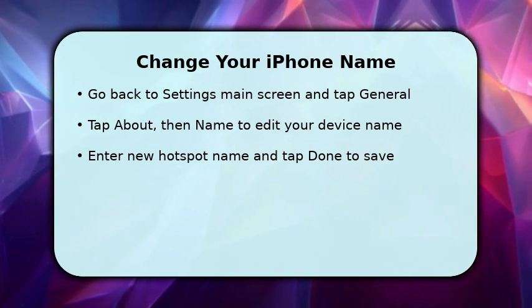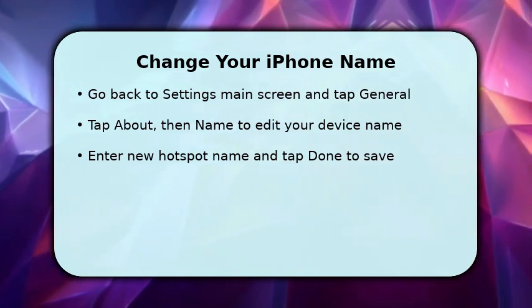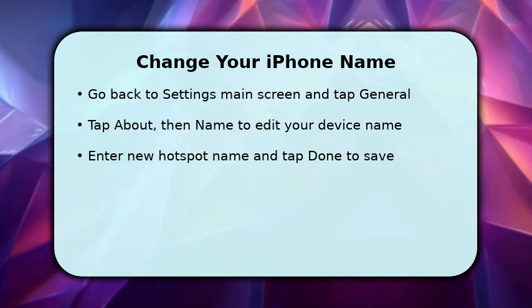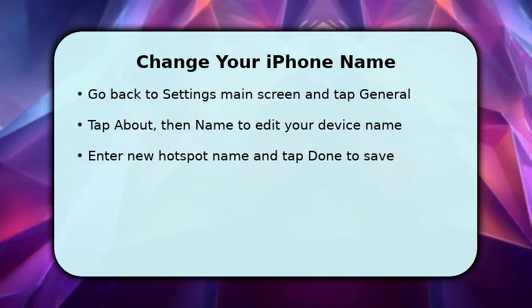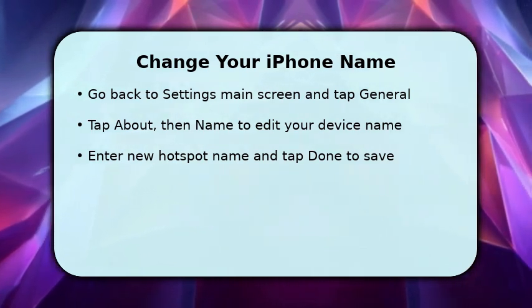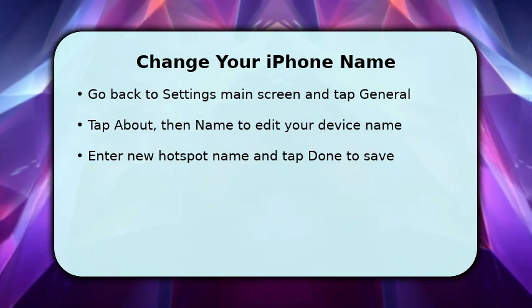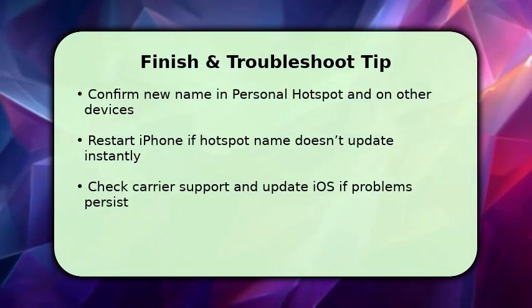Make sure Bluetooth and Wi-Fi are on if you plan to use Instant Hotspot. Once saved, return to Personal Hotspot to confirm the displayed network name changed as expected. Finish by confirming the new hotspot name under Settings Personal Hotspot and on any device trying to join.